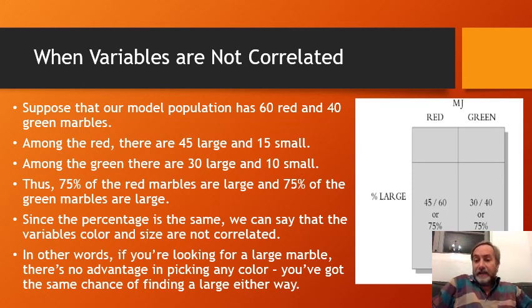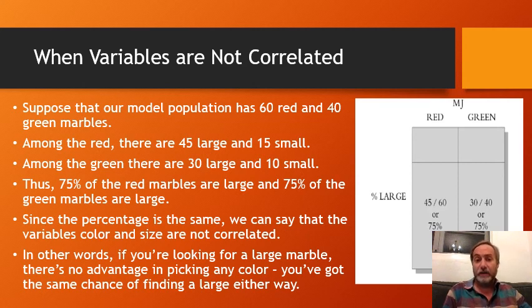So let's start with cases where there's no correlation. What does it mean for there not to be a correlation between variables? Suppose our jar of marbles, our model population, has 60 red and 40 green marbles. Among the red, we've got 45 large and 15 small. And among the green, there are fewer, but we've got 30 large and 10 small. So that means that 75% of the red marbles are large. And even though there are fewer greens, it's still 75% of the green marbles that are large.